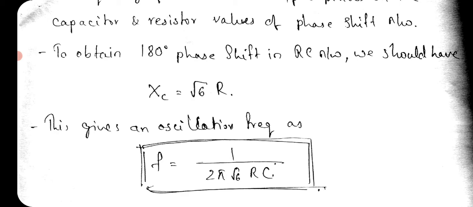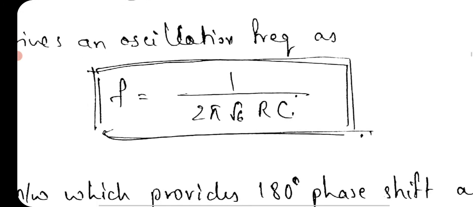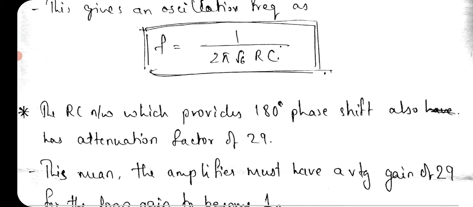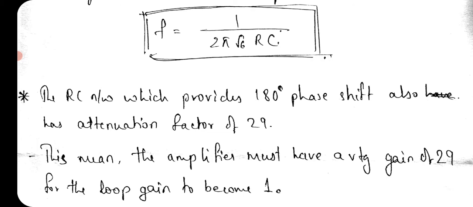So this gives an oscillator frequency as f equal to 1 over 2 pi root 6 RC. You have to remember this formula, f equal to 1 over 2 pi root 6 RC. Okay. The RC network which provides 180 degree phase shift also has an attenuation factor of 29.